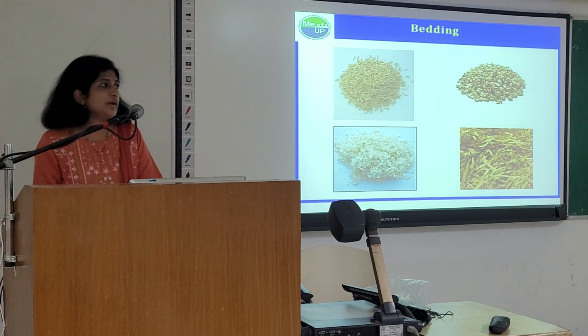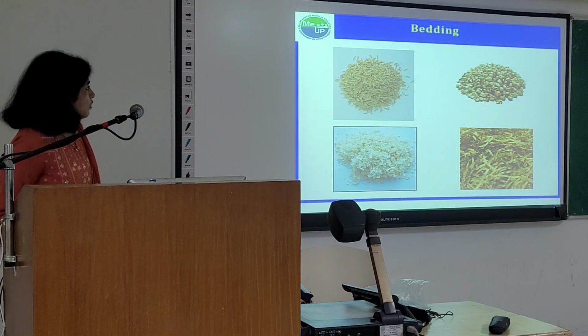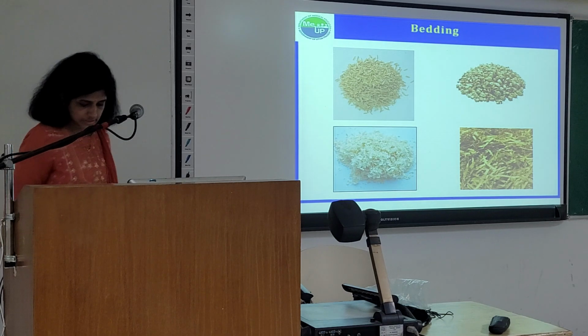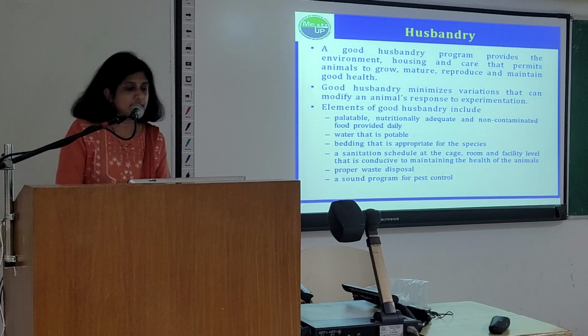These are different types of bedding materials. This is paddy husk and corn cob, wood shavings, and paper cuttings or paper shreds. These are used as bedding materials for animal husbandry.